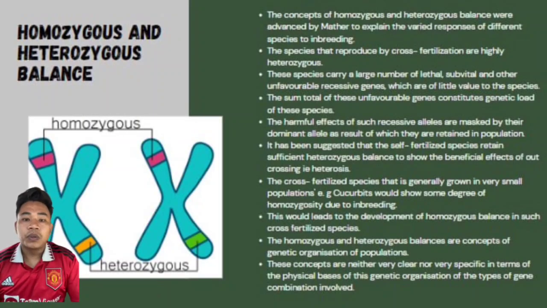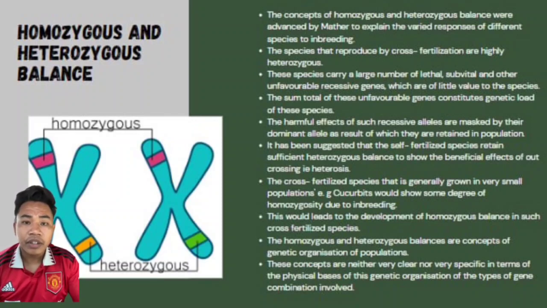Now we go to the slide on homozygous and heterozygous balance. First, the concept of homozygous and heterozygous balance was advanced by Mather to explain the very different responses of species to inbreeding. Second, species that reproduce by cross-fertilization are highly heterozygous. Third, these species carry a large number of lethal, subvital, or unfavorable recessive genes which are of little value to the species. Next, the sum total of these unfavorable genes constitutes the genetic load of the species.